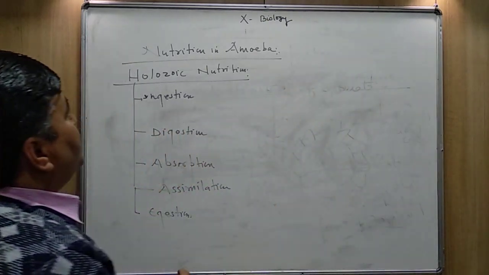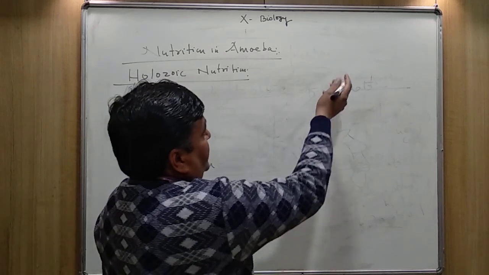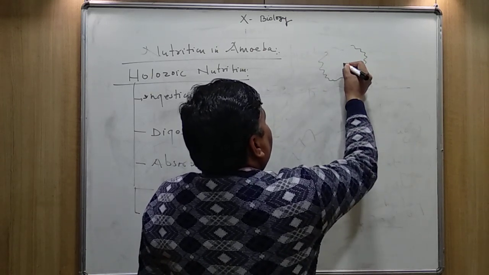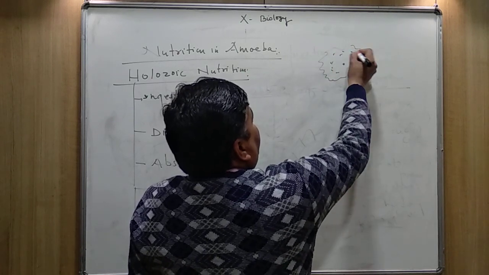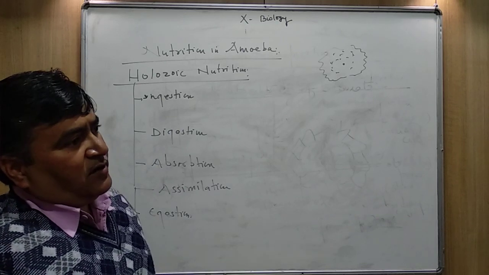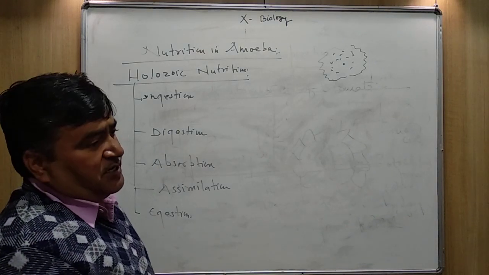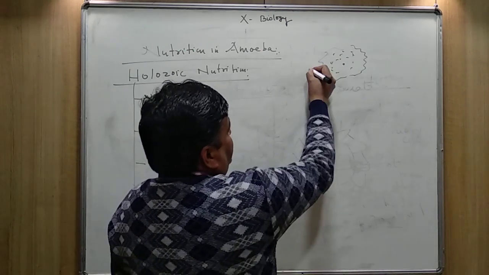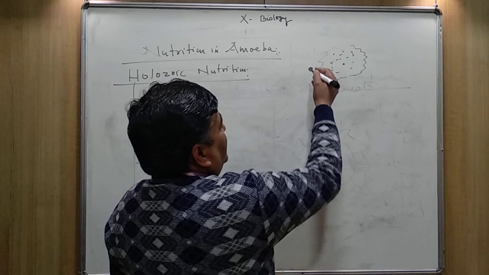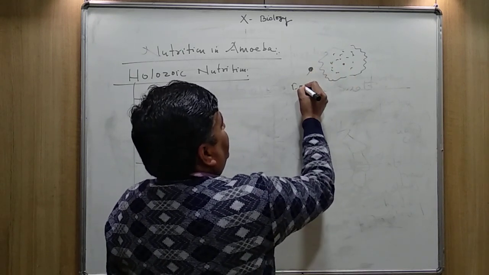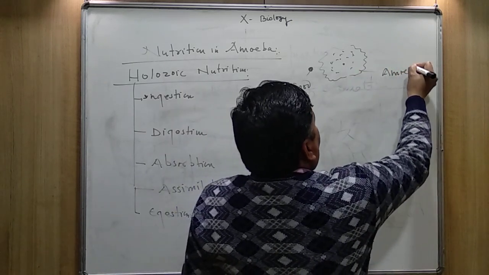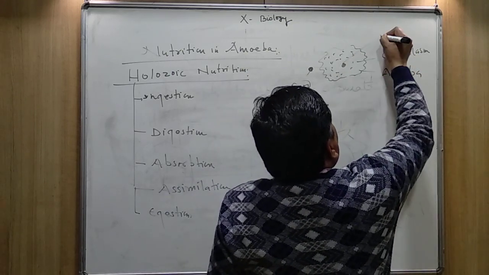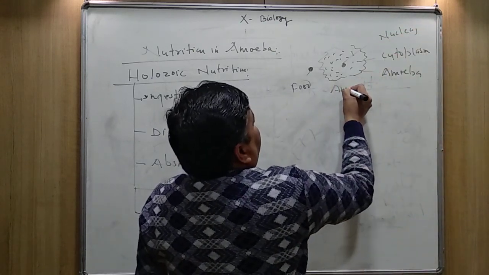The holozoic mode of nutrition in amoeba you can understand with the help of a diagram. This one is the amoebic cell. And you know, amoeba is a unicellular organism, a protozoa, present in the water, and it takes solid food from outside. Some of the phytoplanktons and zooplanktons are their food. This one is the food, and this is the amoeba. This is the cell cytoplasm. This one is the nucleus. This is the structure of amoeba.